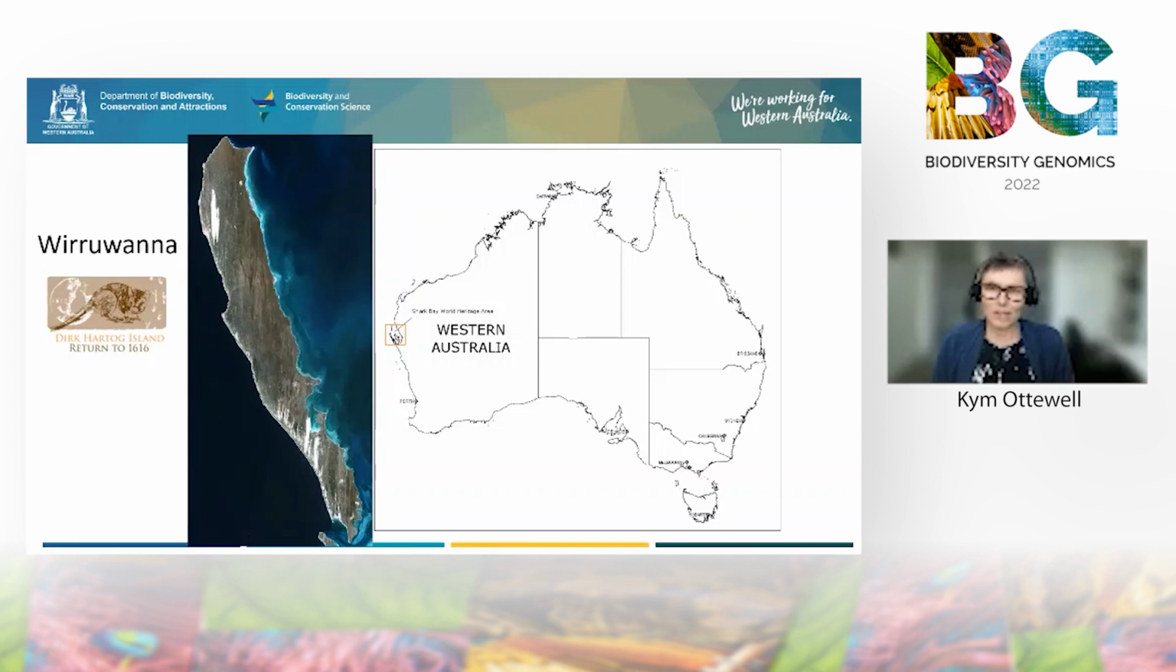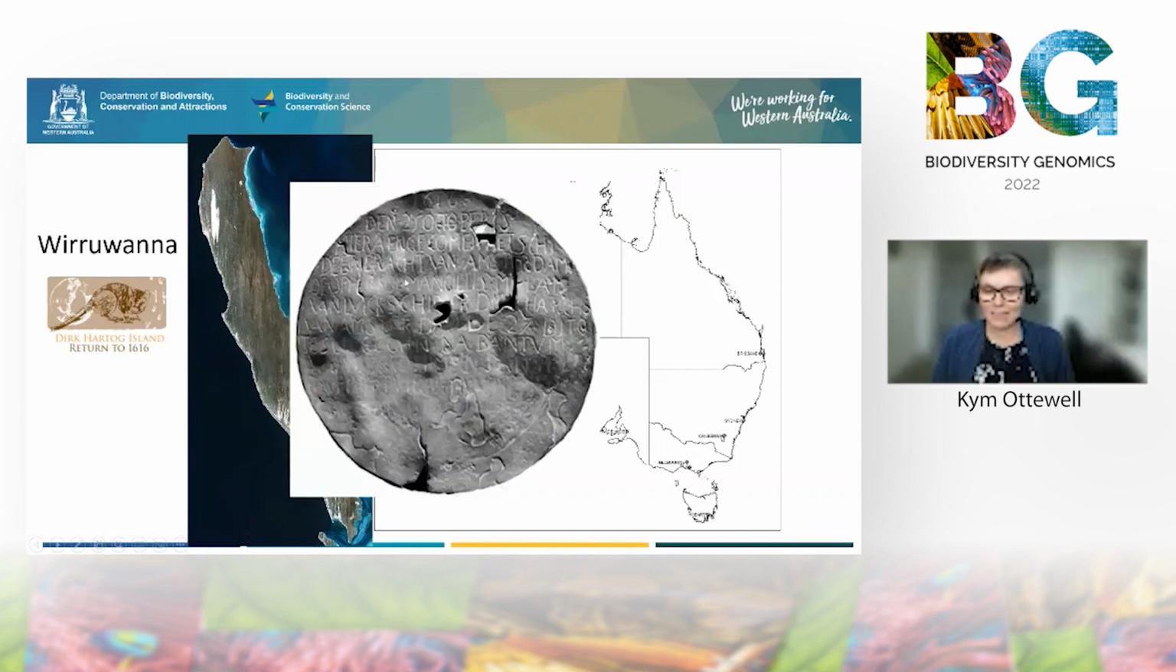Firstly, it is the westernmost point of Australia, and it is also the site of the first recorded European landing in Australia when Dutch merchant and explorer Dirk Hartog visited the island in 1616. And to record this event, a pewter plate was nailed to a wooden post towards the northern end of the island.